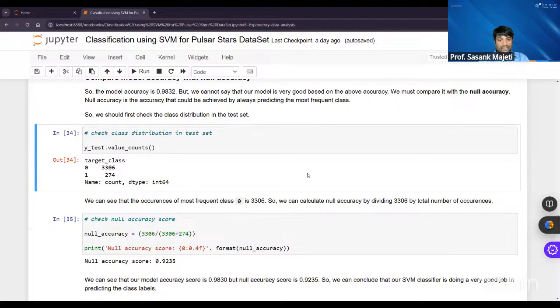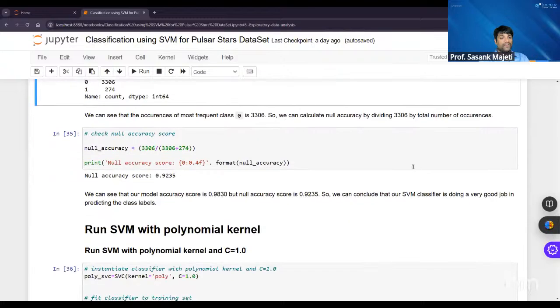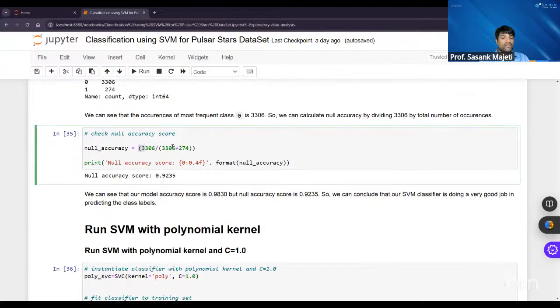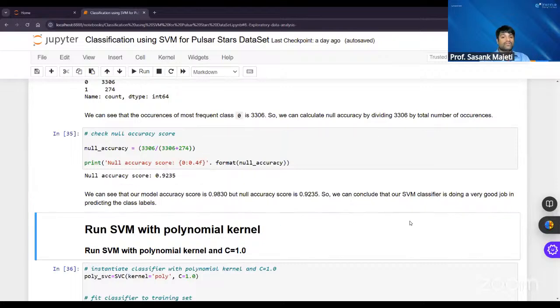Okay, and we already checked the value counts to see how much accuracy we are actually getting. Null accuracy score: we are having a null accuracy score of around 92%. Our model's accuracy is around 98%, and our null accuracy score is around 92%. So we are almost similar. It's above 90%, so the classifier is performing really well.